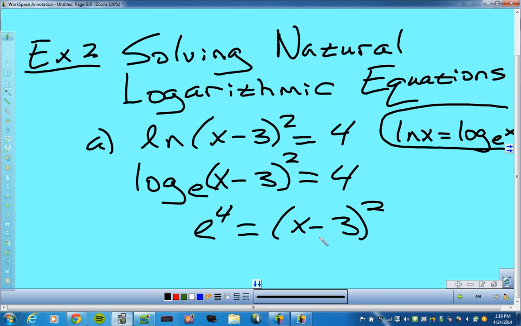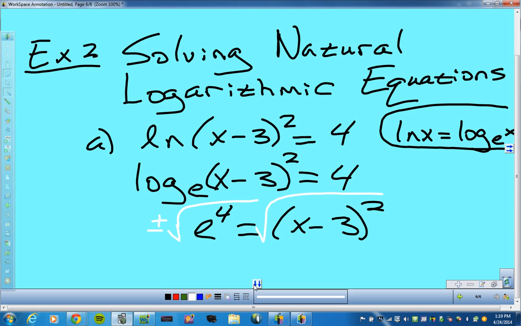What's the next step? Anyone? Distribute the 2? Nope. Never distribute the 2. Never. This means x minus 3 times x minus 3. Distribute the 2, I take off as many points as I can. It makes me so mad. Zach? Square root both sides, okay? So when you square root both sides, don't forget plus or minus, right? Because e to the fourth power is a number.